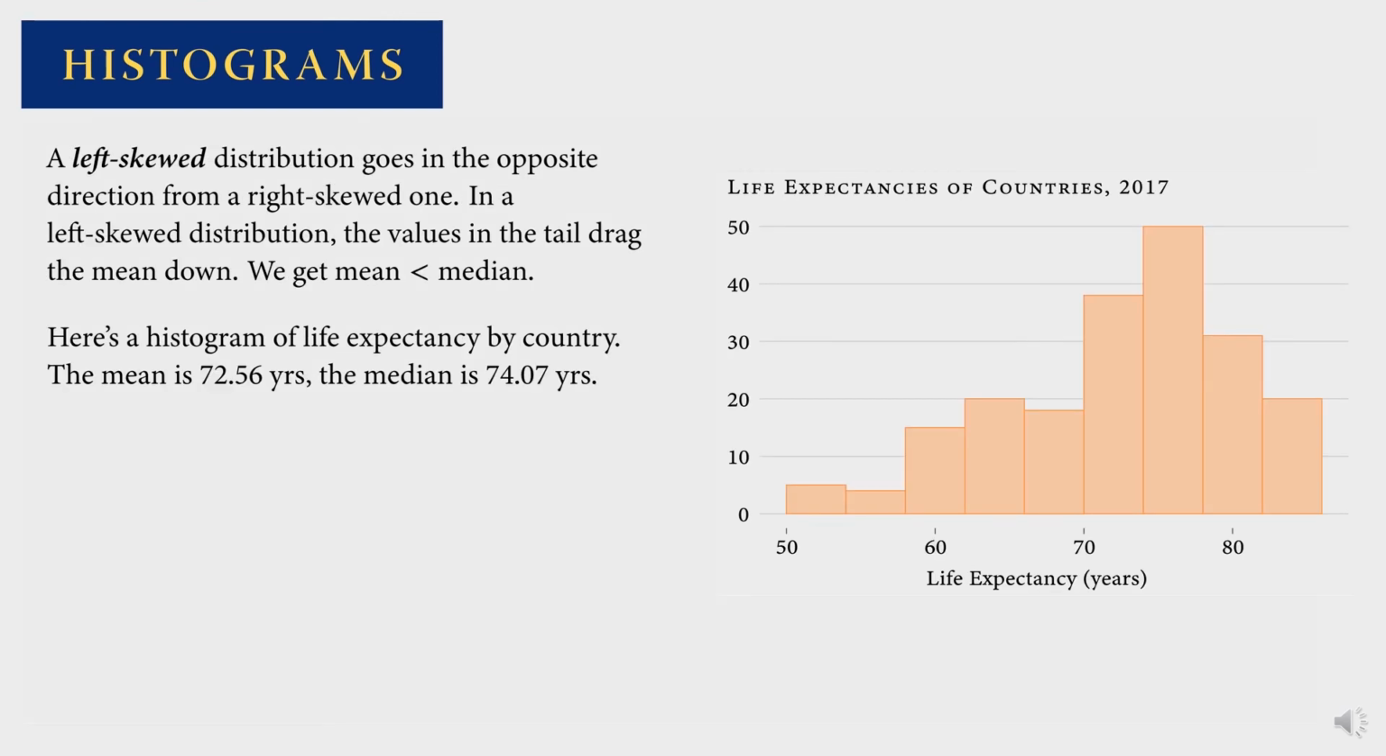Here's a left skewed distribution. You see that the life expectancy in most countries is in the 70 to 80 range, but there are some countries with really low life expectancy and they drag the mean downward so that the mean is less than the median. This is fairly lightly skewed because the mean is only a little lower, but this difference might be significant when you're talking about life expectancy.